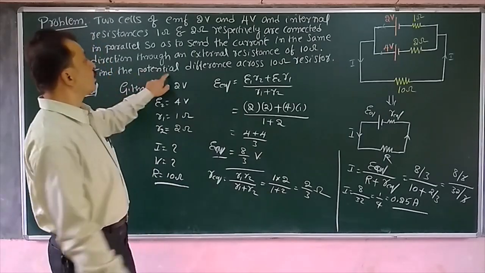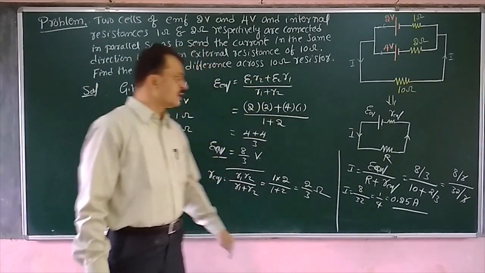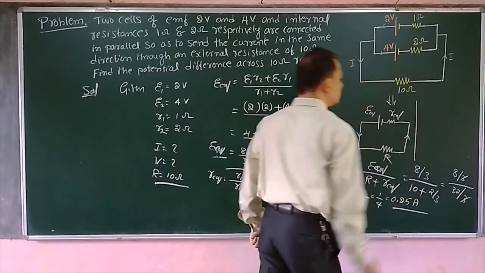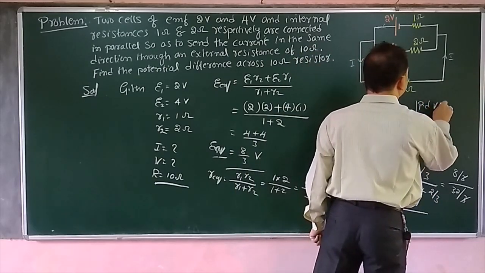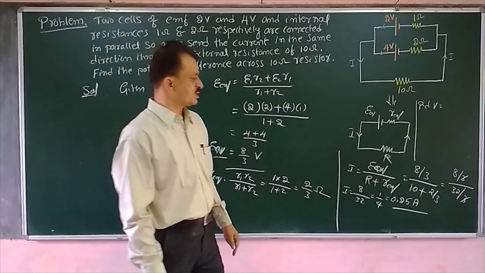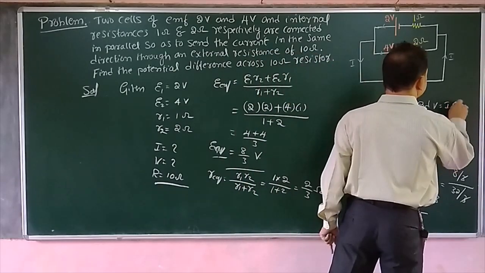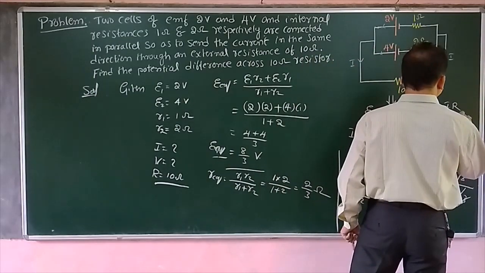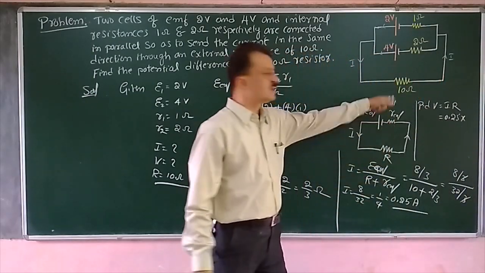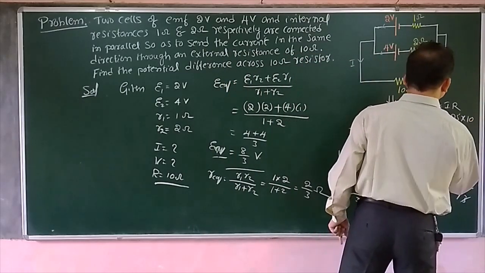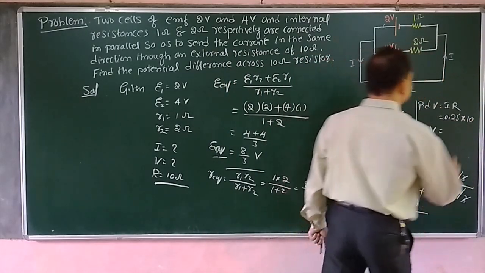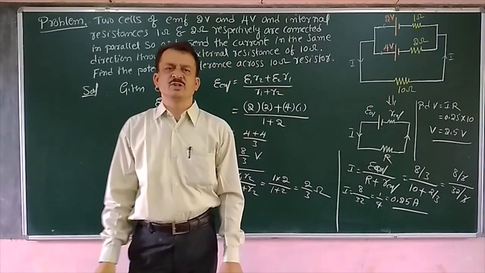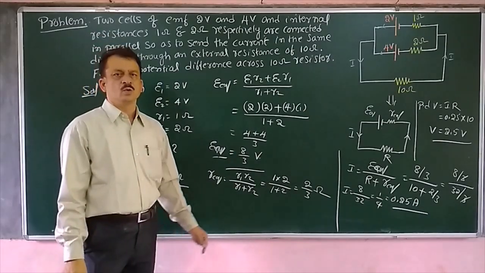What they have asked? Potential difference across the 10 ohm resistor. Therefore, I will write here PD, potential difference across the 10 ohm resistor, is equal to, it is the simple formula, I into R. Now I is 0.25 into R is 10 ohm. So therefore, V is equal to 2.5 volts. Potential difference across the 10 ohm resistor is 2.5 volts. Clear?